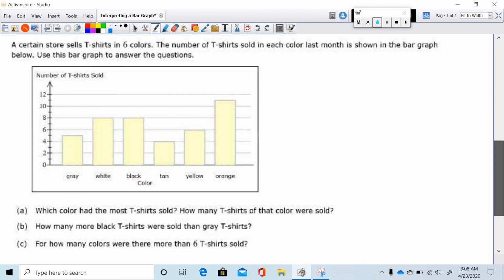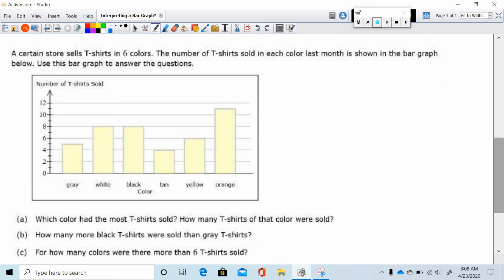Okay, on the next one. A certain store sells t-shirts in 6 colors. The number of t-shirts sold in each color last month is shown in the bar graph below. Use this bar graph to answer the questions. So for gray, it looks like there were 5. For white, if you go over, that's at 8. Black was 8. Tan was 4. Yellow was 6. And orange was 11.